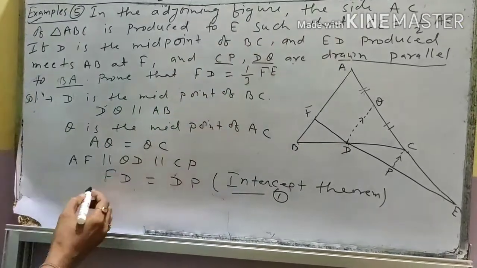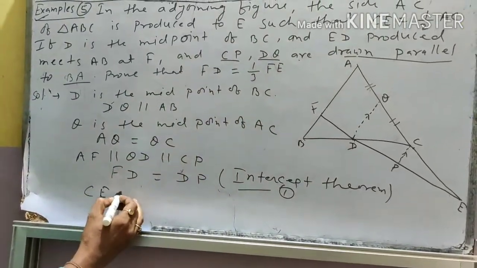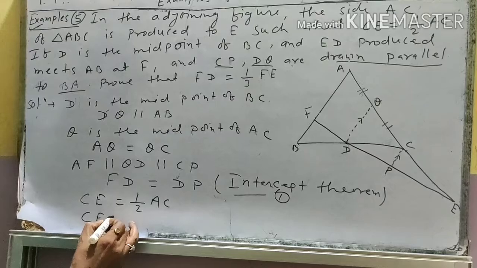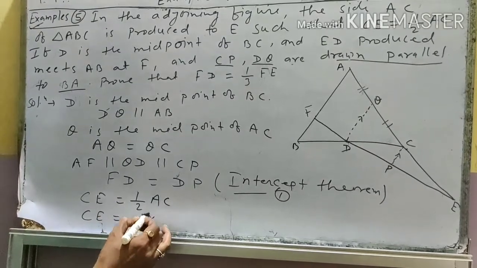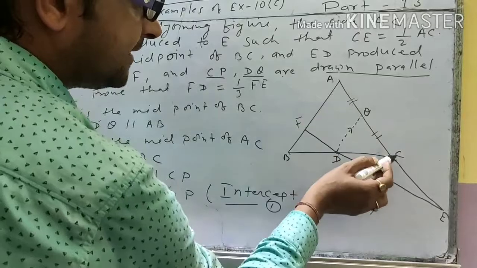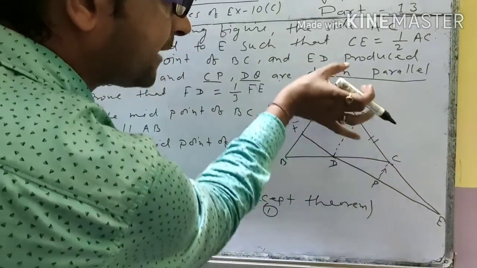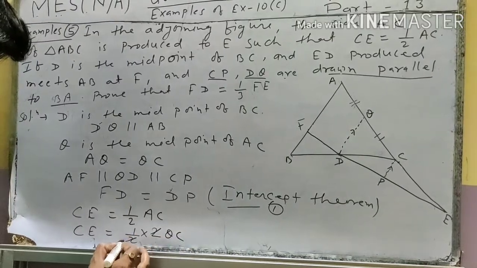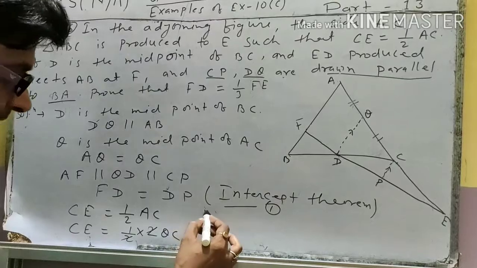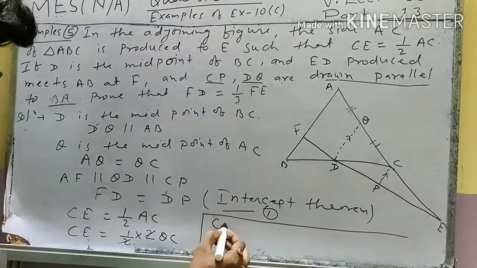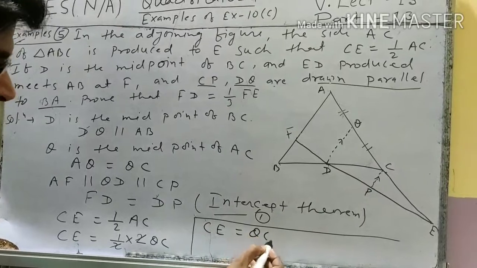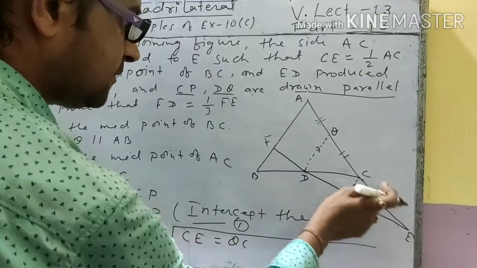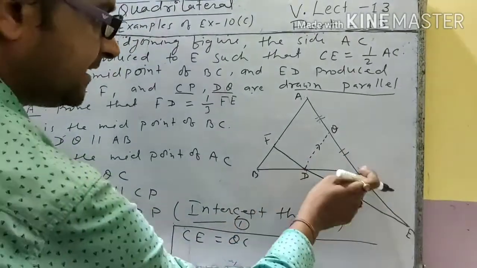Here student, one information: CE is equal to half of AC. That means AC can be written as 2 times of QC. So the 2 is cancelled. So here student, CE is equal to QC.